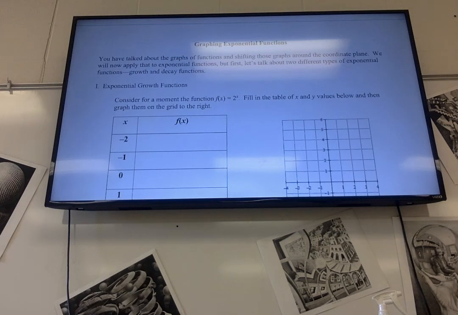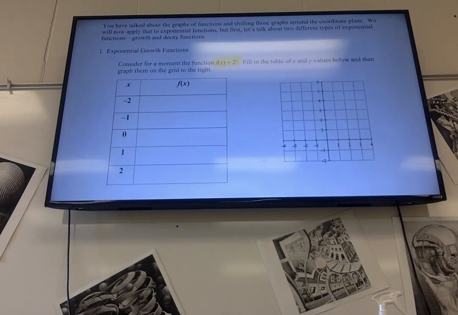So it says consider for a moment, just a moment, this equation. And we're going to fill in the table of values below and then graph it. So that's easy enough. By that, I mean we're going to plug in these numbers for x, doing our little XY chart. This is something we're pretty good at.